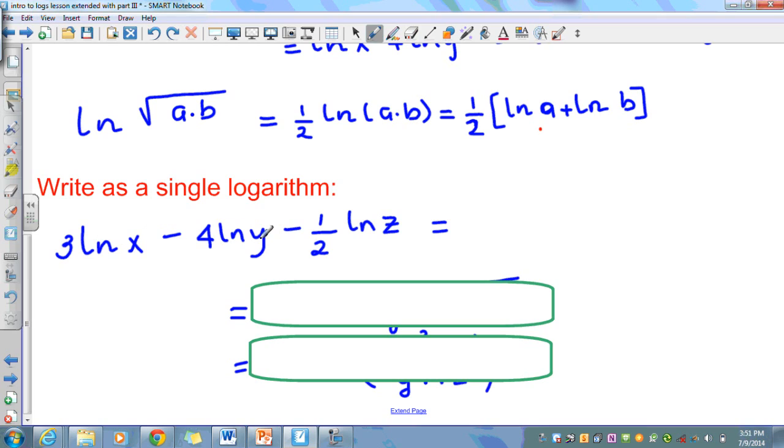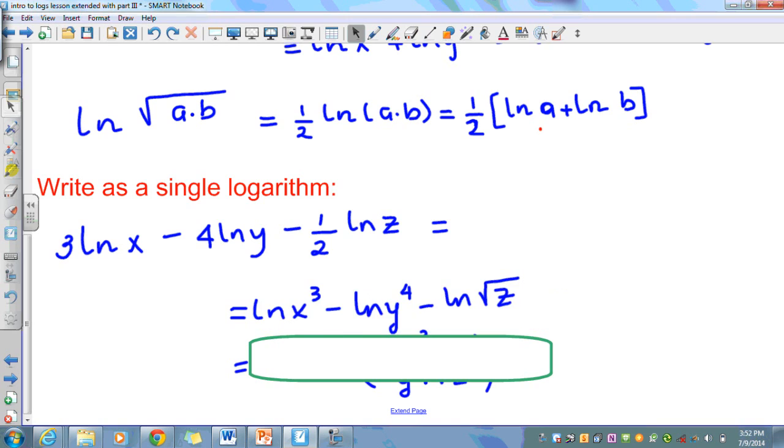We are given an expression that consists of sum or difference of logs, and our job is to write this as a single logarithm. So in this situation, first thing to do is to get rid of each of the coefficients and write them up as powers, and then we can utilize those addition or subtraction rules. So first of all, getting rid of the coefficients and writing them as powers, we get the following. Notice that the 1/2 power is what gave me z to the 1/2, which is the square root.